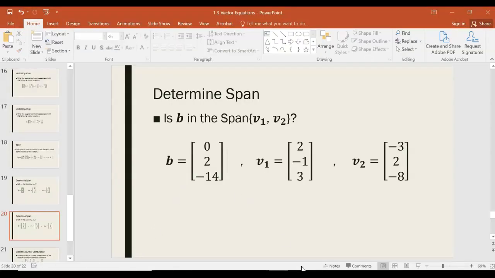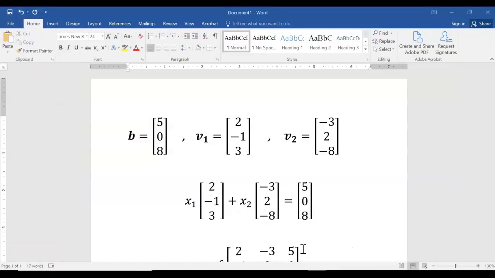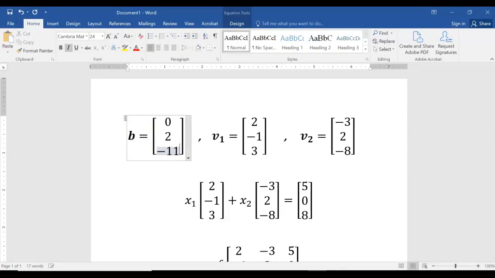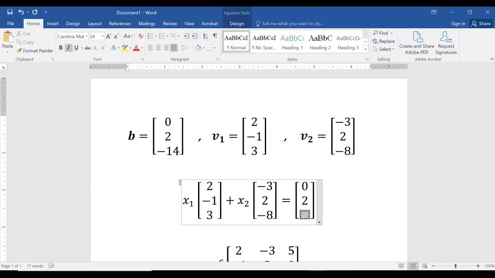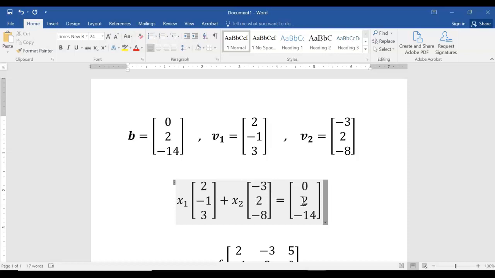0, 2, negative 14 was my new B. So B is 0, 2, negative 14. If B is a linear combination, then x1 times my first vector plus x2 times my second vector is going to have to be equal to 0, 2, and negative 14.